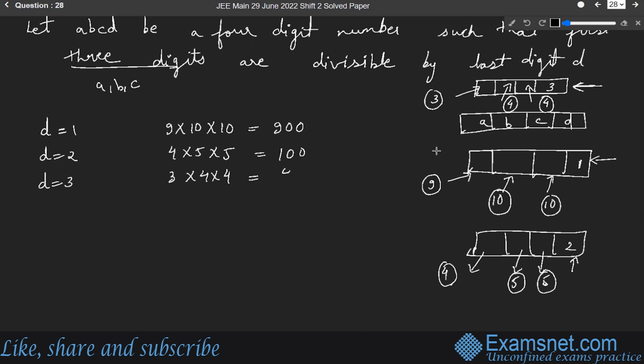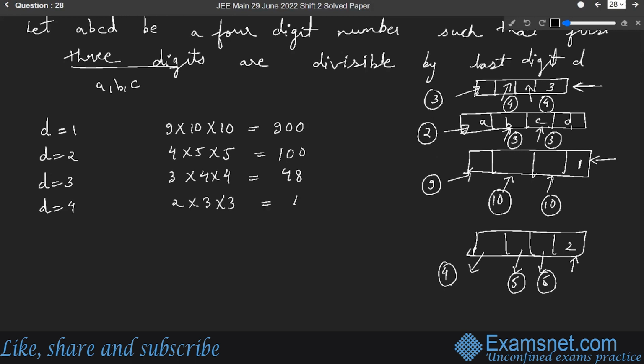Similarly, for D equal to 4. Now, for D equal to 4, we have only 2 numbers from 1 to 10 that are divisible by 4, and the numbers are 4 and 8. Okay, so for A, it will be 2 numbers. For B, one number will be extra, so it will be 3. And for C also, one number will be extra, so it will be 3. So 2 into 3 into 3.